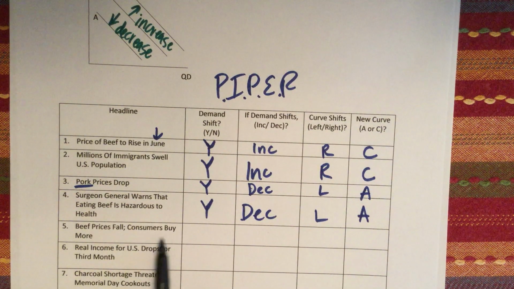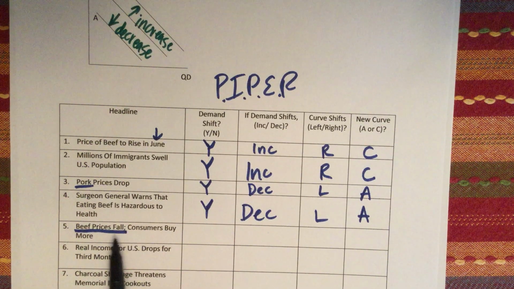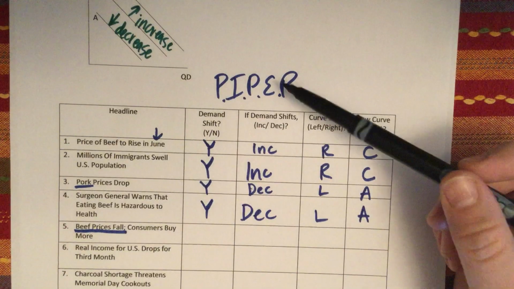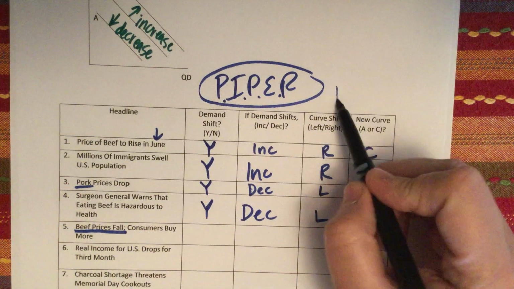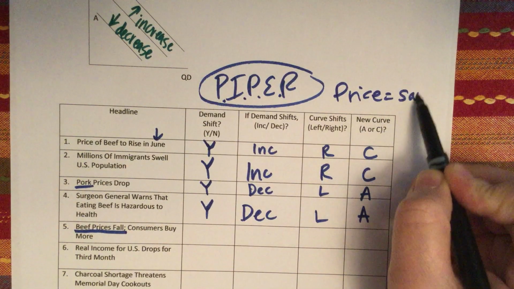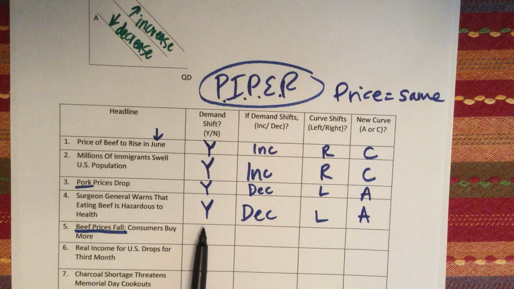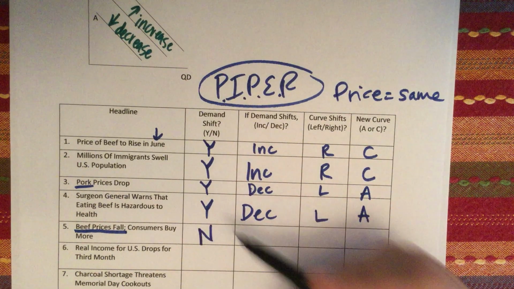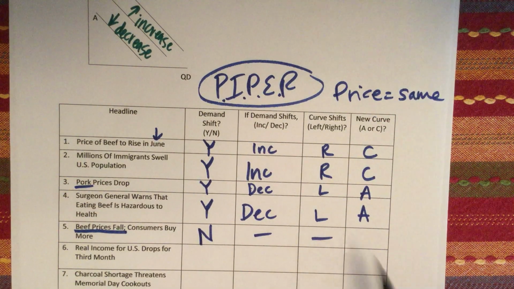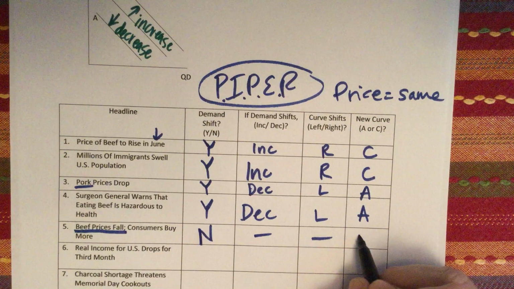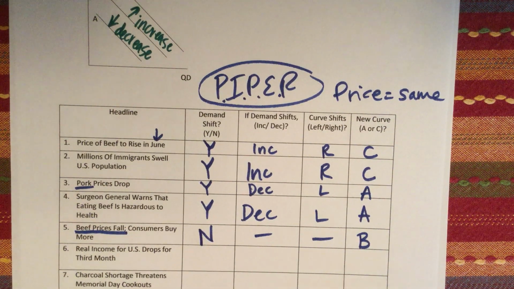Beef prices fall and consumers buy more. What's changing here is the price of beef. Remember, a change in demand is when price stays the same but something else changes. So if beef prices fall, that's not going to affect demand. That's going to affect quantity demanded, so it is not going to increase or decrease demand. It is not going to shift to the right or to the left, and it will stay on B because it's just going to be a movement along the line.